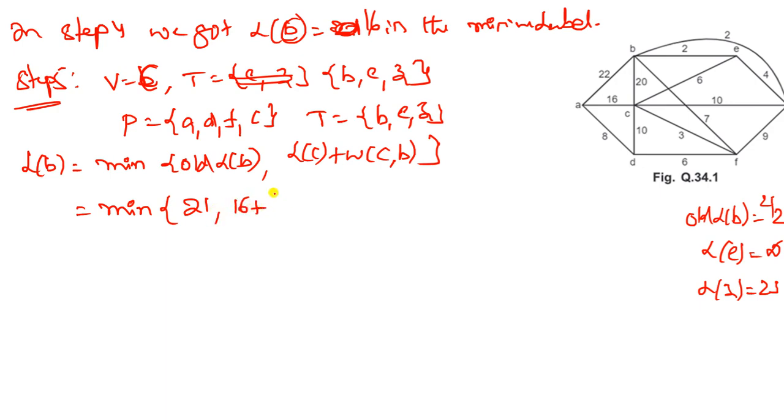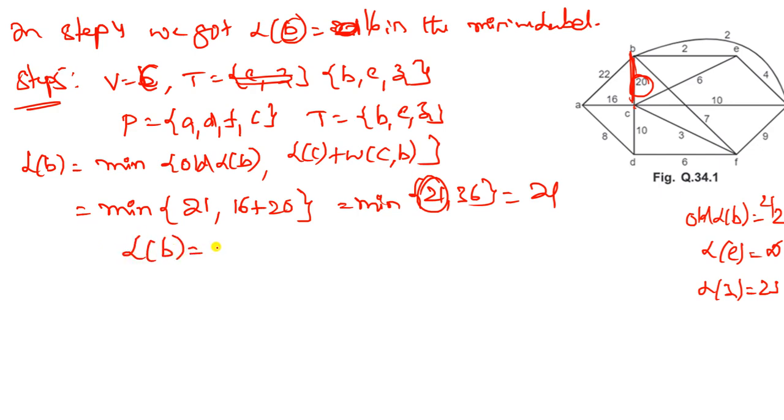16 plus C2B. C2B, whether the path is existing? Yes, path is existing and weight is 20. So 16 plus 20, what is it? 36. Minimum of 21 comma 36, what is the minimum value here? 21. So we should choose 21. That means we should not travel C2B. If we travel C2B we will travel 36 kilometers, okay? So we should not travel C2B here.